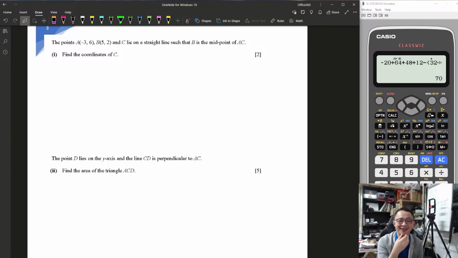Anyone got the coordinate C yet? It's very easy, right? Just a midpoint formula.